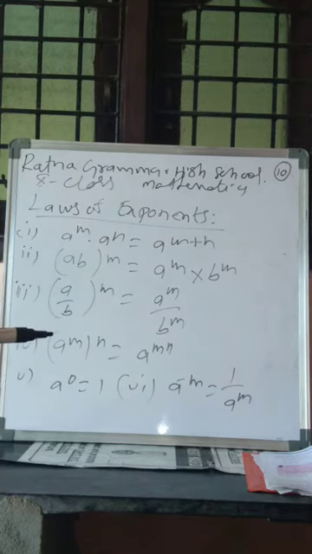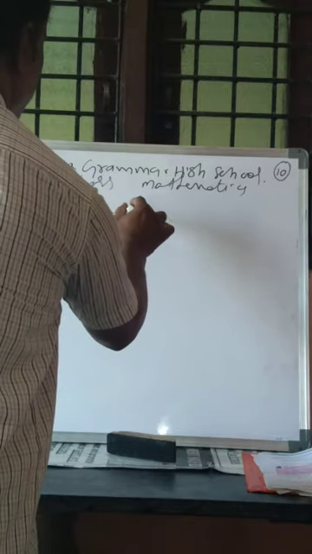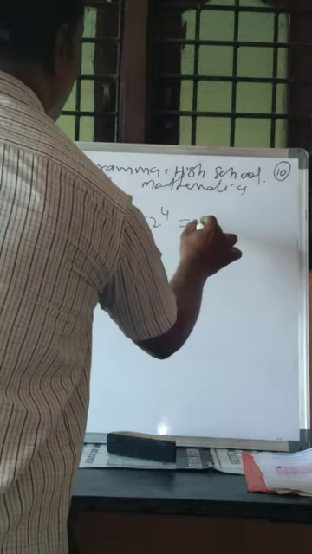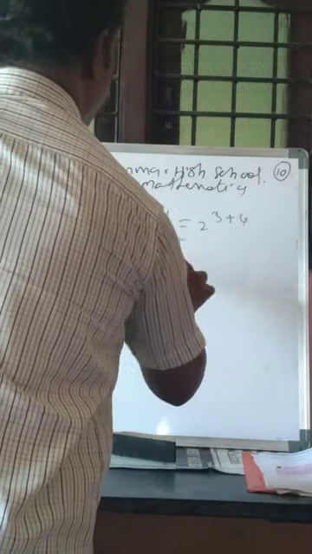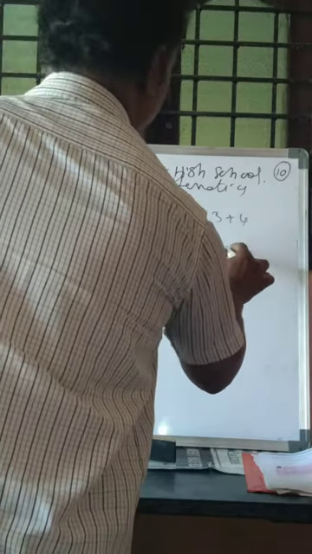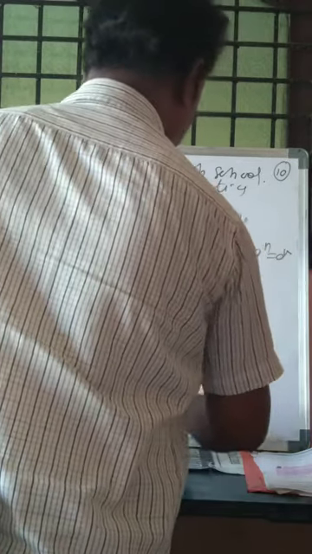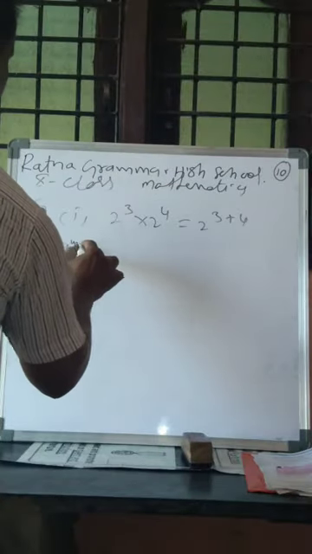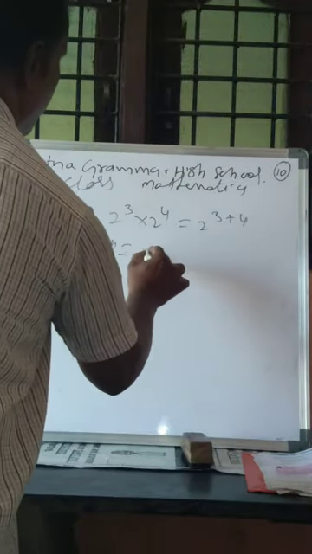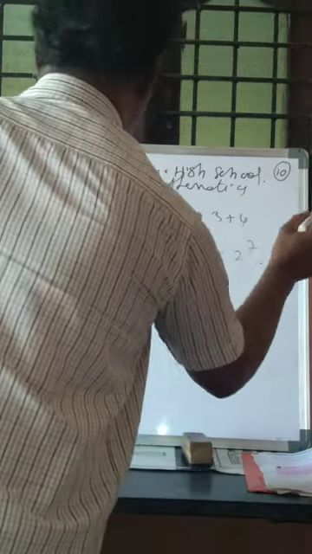For example, 2 power 3 into 2 power 4 is equal to what? 2 power 3 plus 4, so it is equal to 2 power 7. What formula? This is the a power m into a power n formula, which is equal to a power m plus n. So according to this formula, the answer is 2 power 7.